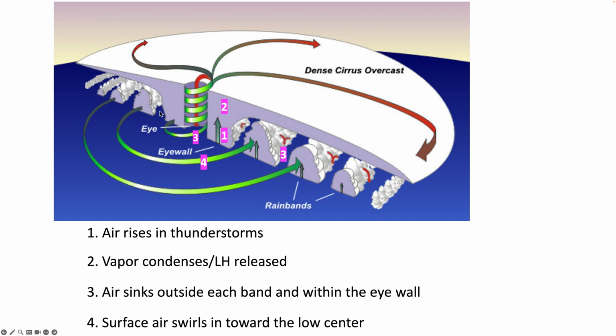And then finally, as always, the surface air swirls in towards the center. Now, this is basically showing the swirling as just a counterclockwise and parallel motion rather than swirling in towards the eye wall. But in fact, you're getting inward swirling towards each of these rain bands. It's just not showing really well here.